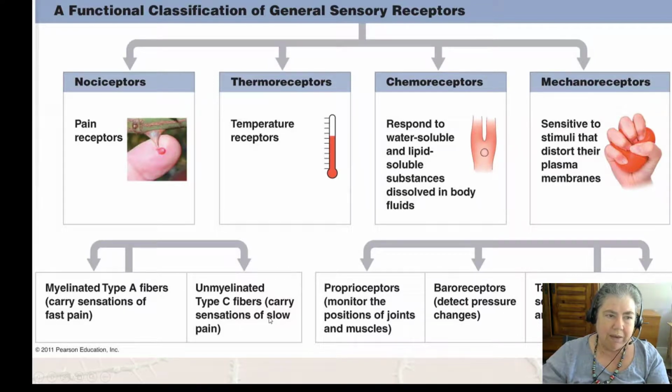There are receptors in the joints and muscles that detect position. There are pressure receptors called baroreceptors in various places. And then there are our special tactile receptors that allow us to feel touch and pressure and vibration.